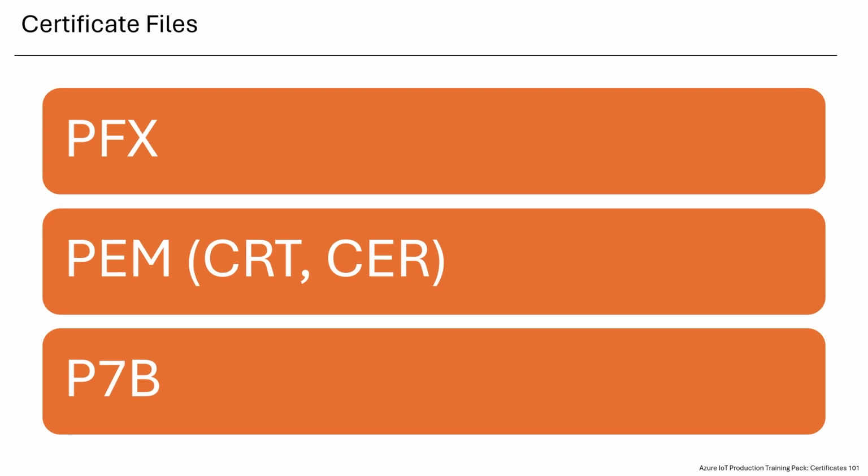P7B files, or PKCS number 7 files, are base64 encoded files that store only public keychains without private keys. They are seen in both Microsoft Windows and Java environments. But now back to the lifecycle.